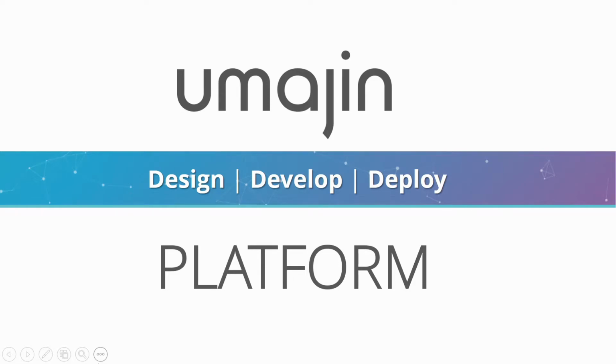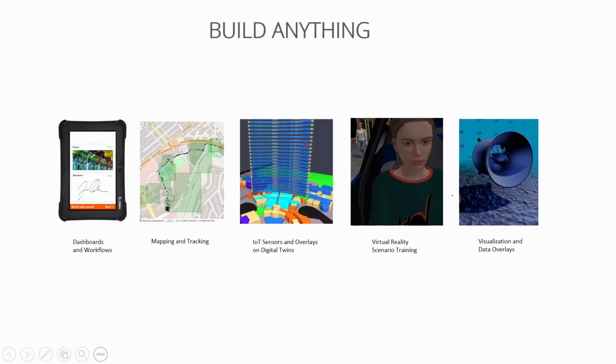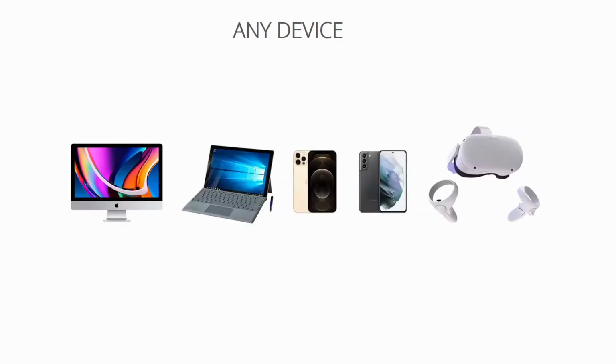Umajin is a fundamentally faster platform to design, develop, and deploy software. It really enables you to build anything. Those could be workflows and dashboards, mapping and tracking. You could be streaming IoT data and overlaying it on top of 3D digital twins. You could be doing virtual reality scenario training, visualizations and data overlays, essentially broad-scale simulation.